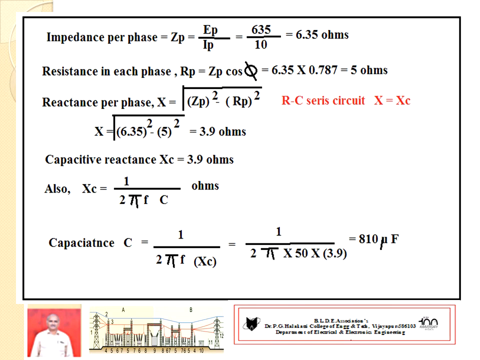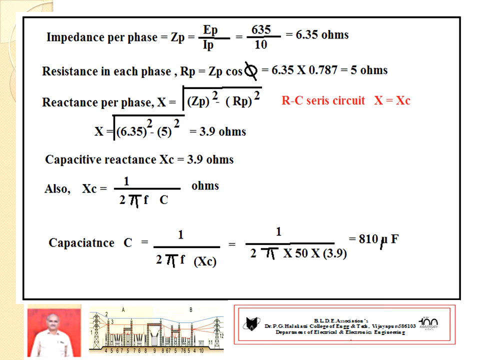Then it is very easy. Phase voltage is given, phase current is given. Go for impedance per phase. ZP equal to EP by IP. So 635 by 100, 6.35 ohms. Resistance in each phase: you know the cos phi, you know the Z, then you can go R equal to Z cos phi. So we are getting 5 ohms.